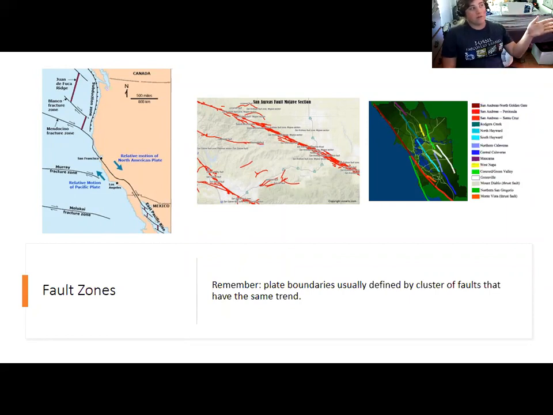Transform boundaries equal strike slip faults. Divergent plate boundaries equal normal faults where the hanging wall moves down. And convergent boundaries cause reverse faults where the hanging wall moves up.